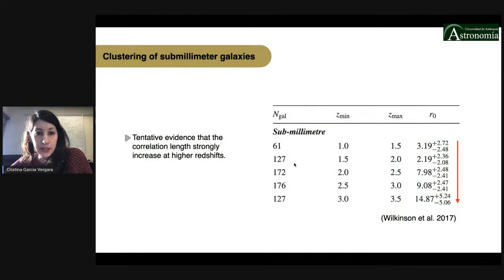They also split the sample at different redshift bins. Here I'm showing the different redshift bins between 1 and 3.5. You can see that they don't have so many galaxies per bin, but they still make the attempt to measure the clustering. And they find tentative evidence in which the correlation length is increasing at higher redshift, and strongly increasing at higher redshift. But still, this measurement is dominated by large uncertainties, as you can see here in the error of the R0 parameter.